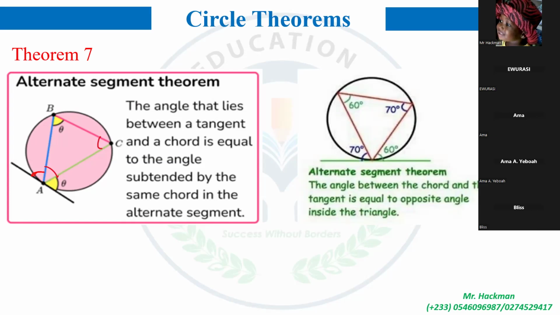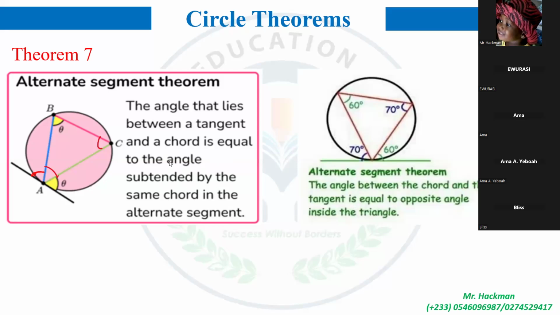Is that clear? So here you need two quantities, but one of them you can easily know. In this case, the angle that lies between a tangent and a chord, so this angle, is that clear? Then we said it's equal to the angle subtended by the same chord in the alternate segment. This is where the technicality is: how to locate that angle.